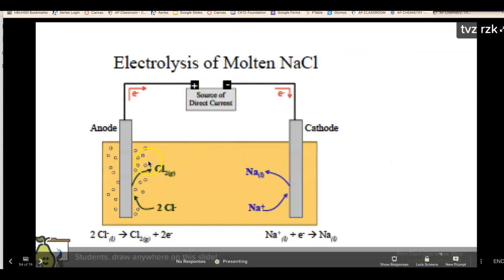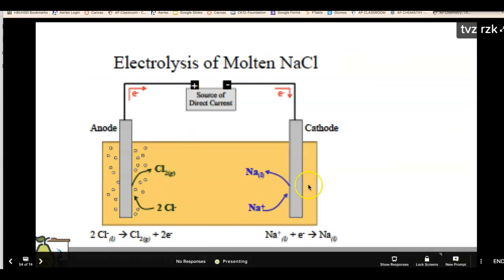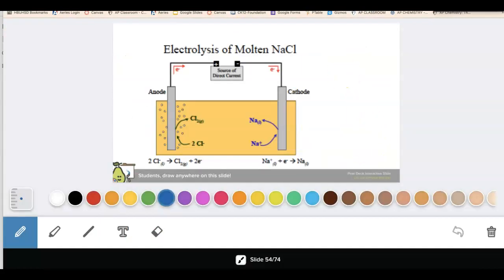And I'll give 2 examples. So, for example, first one, you have sodium chloride, right? Molten sodium chloride. This means liquid.